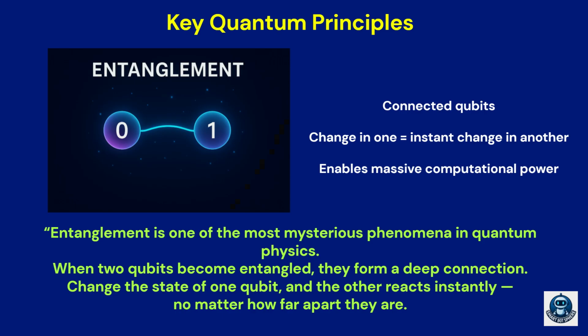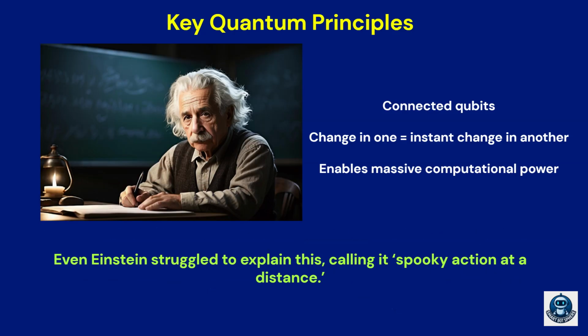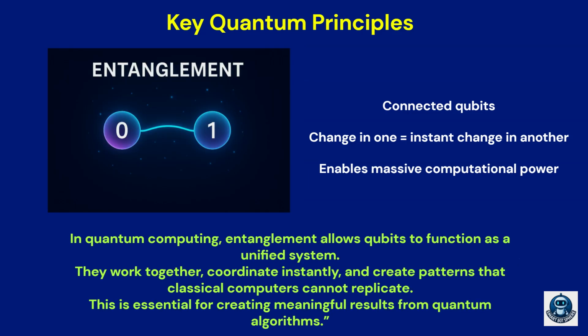Entanglement is one of the most mysterious phenomena in quantum physics. When two qubits become entangled, they form a deep connection. Change the state of one qubit, and the other reacts instantly, no matter how far apart they are. Even Einstein struggled to explain this, calling it spooky action at a distance. In quantum computing, entanglement allows qubits to function as a unified system. They work together, coordinate instantly, and create patterns that classical computers cannot replicate. This is essential for creating meaningful results from quantum algorithms.